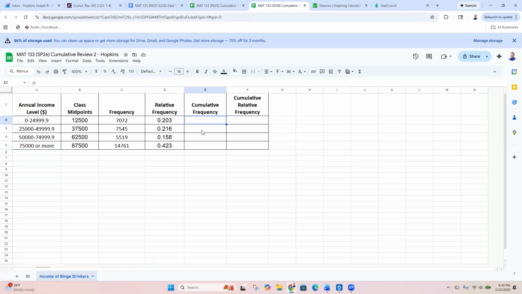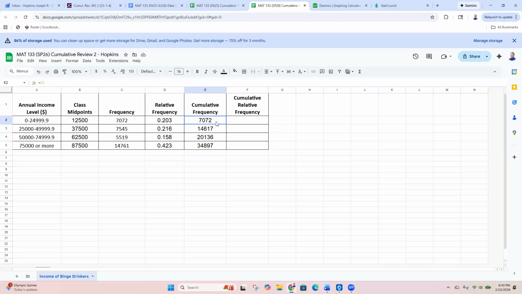Cumulative frequency is two steps. The first one is I just copy the previous frequency, but instead of typing 7072, I'm going to do equals and click on the cell for 7072. Because that's going to make it easier when I do column F. So next thing I do is I click the previous cumulative frequency plus this row's frequency, and that gives me that. I'll copy that down. And my last number should always match my total, 34,897. That's what I was using for my total.